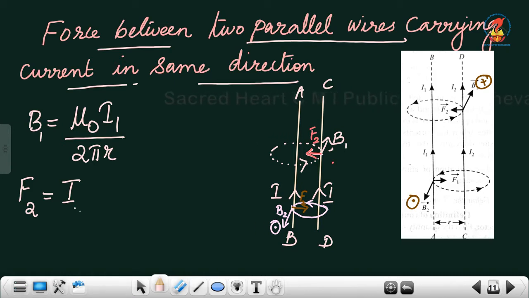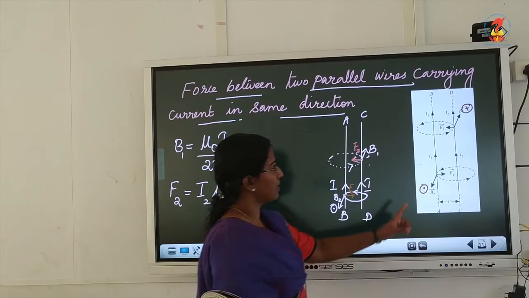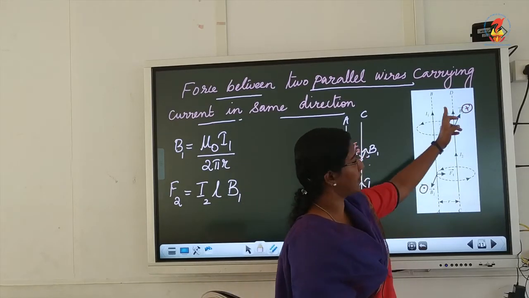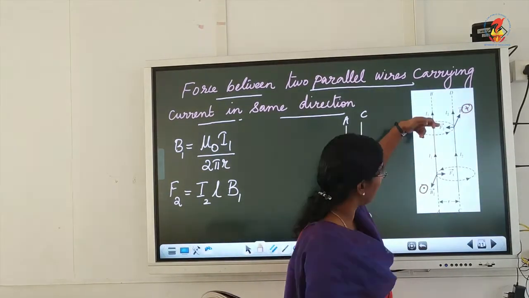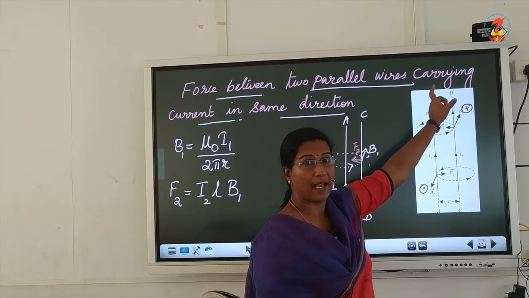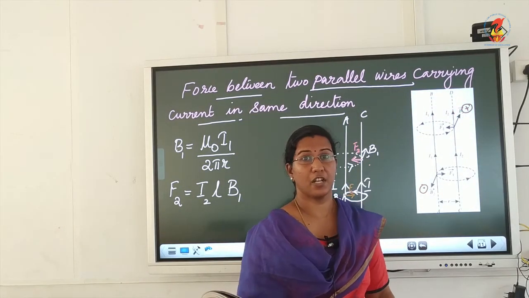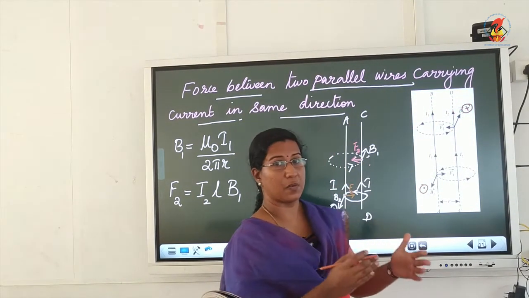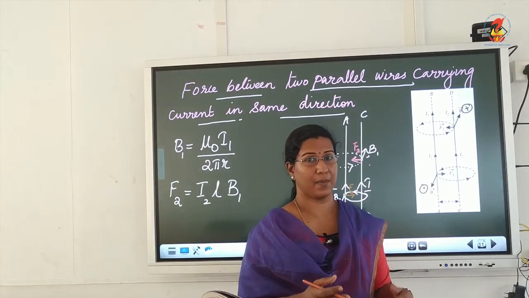Here I is I2 because it is the current for the second conductor. So I2 into length into field. Now who is producing the field? Our first conductor is producing the field for the second one. So it is B1. Now if you look, current is flowing in this direction, so length is also in this direction. Field is going into the board, which means L and B are perpendicular to each other. So the angle between them is 90 degrees, so sin theta becomes 1.